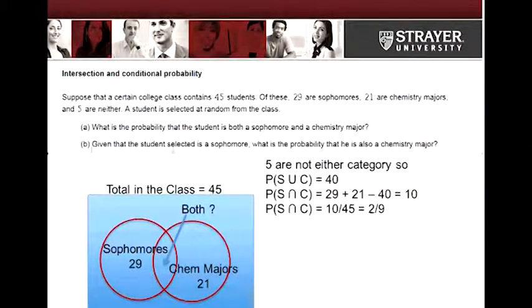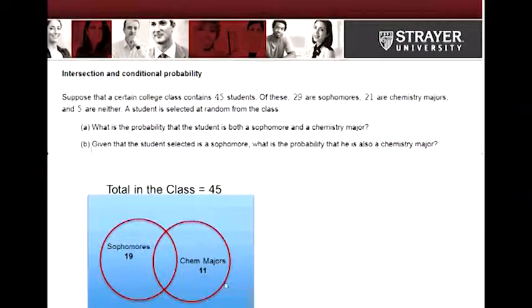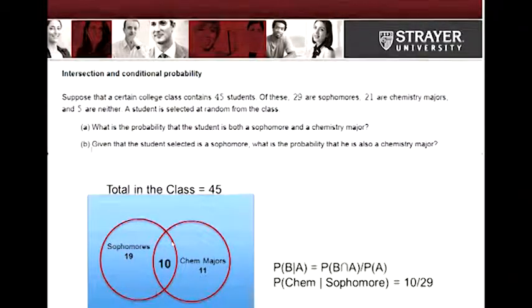Now the second part of the question: given that the student is a sophomore, what is the probability he's also a chemistry major? So now given that he's a sophomore, where is he? Given that he's a sophomore, well, how many sophomores? 29. So we're given only those 29 kids. What's the probability he's also a chemistry major? Well, done up this way, I can see that 10 people are sophomores and chemistry majors. So it's 10 out of the 29 sophomores that gives me the probability of B given A: chemistry major, given that he's already a sophomore, would be 10 over 29.